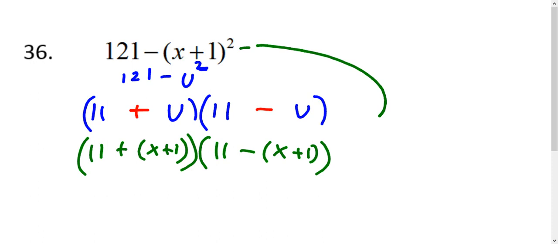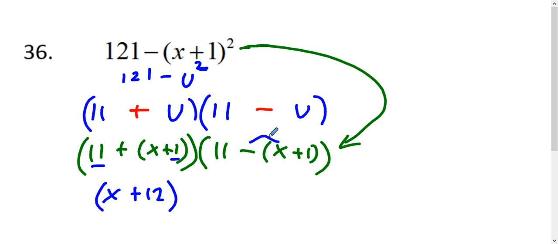Some people are perfectly fine and able to just jump from the original problem down to green here. If you see that. But now we have this plus parentheses doesn't mean anything, so those parentheses inside don't matter. But when we combine the 11 and the 1, we get x plus 12.